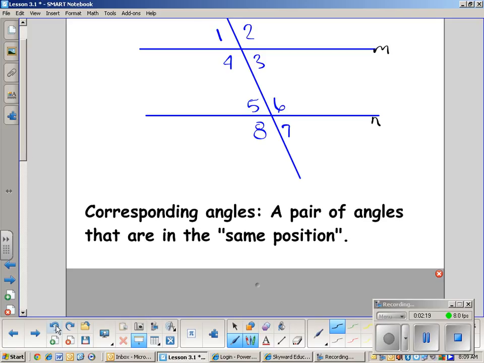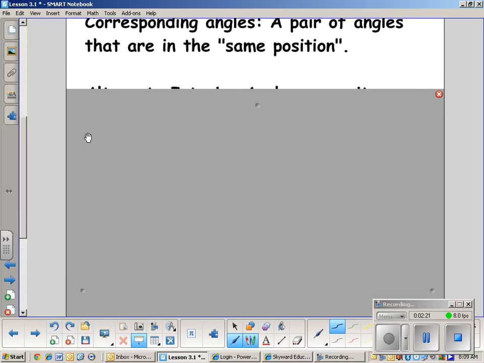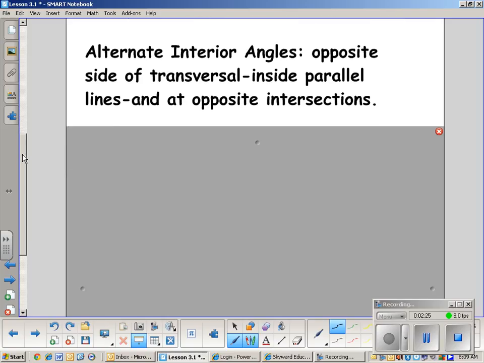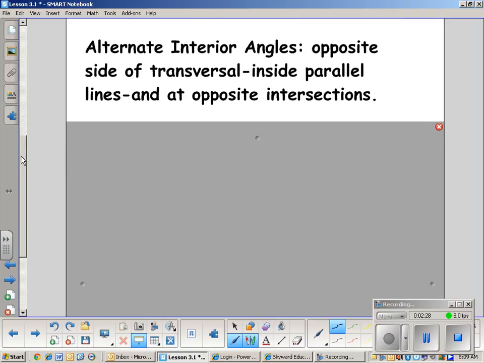So moving down a little bit, we're going to talk about alternate interior angles. The words I want you to remember and understand in alternate interior angles are opposite side of the transversal, inside the parallel lines, and at opposite intersections. So they have to be inside the parallel lines, they have to be opposite sides of the transversal, and they have to be at opposite intersections.